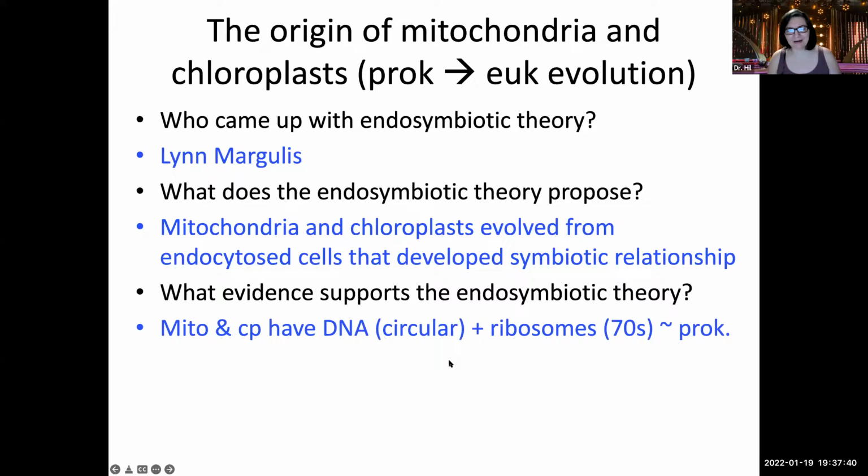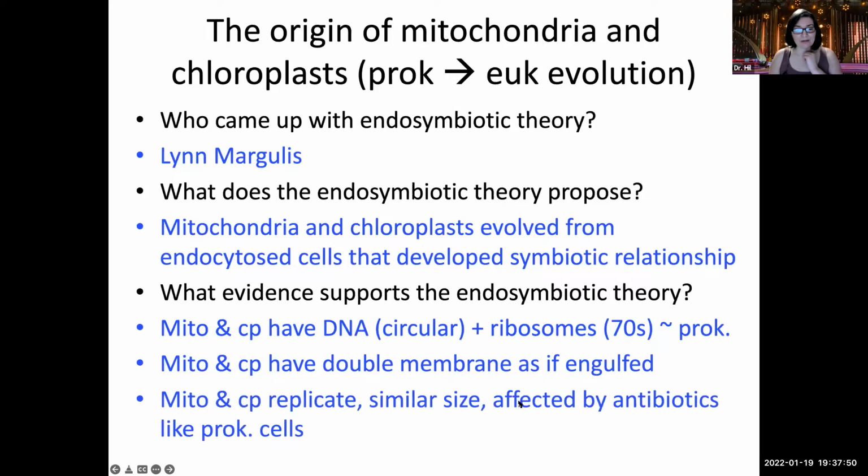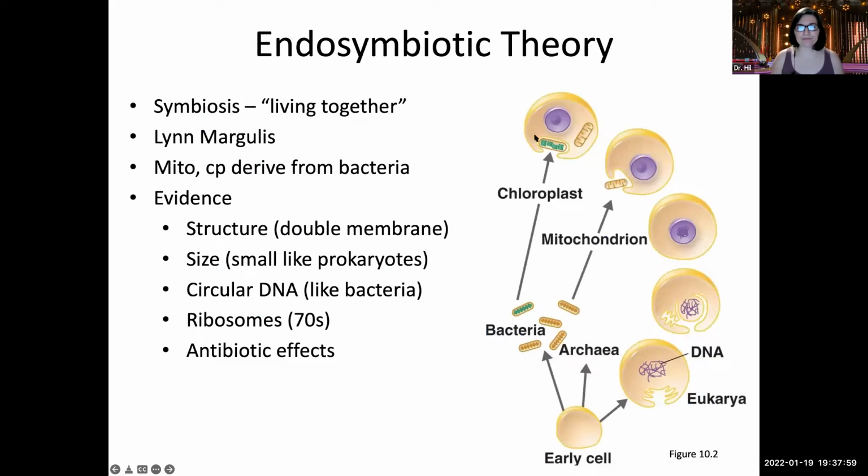It's bonkers. Okay, so mitochondria and chloroplasts both have DNA, and it's circular like a bacterium. They both have their own ribosomes, which are 70S like prokaryotes. They have double membranes as if they were engulfed. They're similar in size, replication, and the way they're affected by antibiotics is similar. Okay. And so here's a picture of the idea about how these occurred. These were free-living, respiring or photosynthetic bacteria engulfed by a larger cell, and over time became interdependent on that cell.